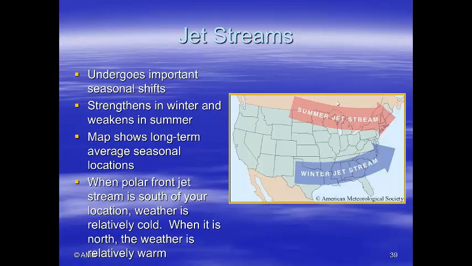These jet streams undergo seasonal shifts, so they strengthen in the winter and weaken in the summer. And we also see that in the summer, the jet stream is north, and in the winter, the jet stream is south. When the polar front jet stream is south of your location, the weather's going to be cold. When it's north of your location, the weather's going to be warmer.